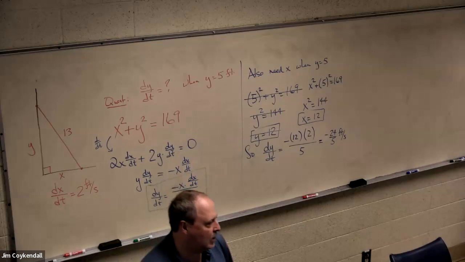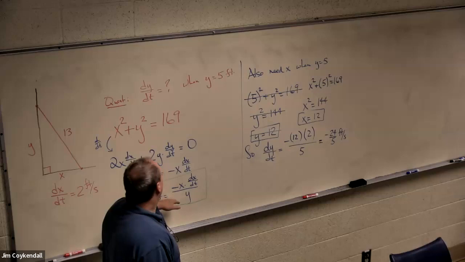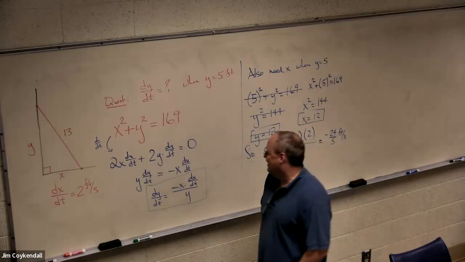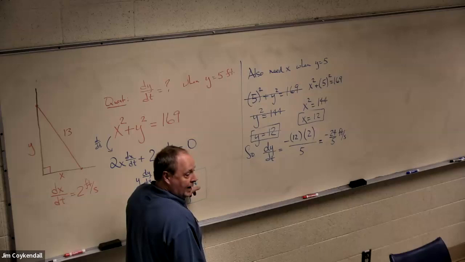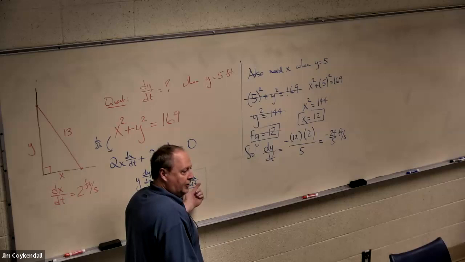It's probably fine where we evaluated the problem. But as the tip of the ladder slides further and further down, and the ladder gets closer to the floor, it can't work. That's right. Notice dx/dt is always 2, right? And what's happening to x as the ladder slides down? x is getting closer and closer to 13. So the top here is getting very close to negative 26. And what's y getting close to? 0. So that means this is getting very, very large negative.